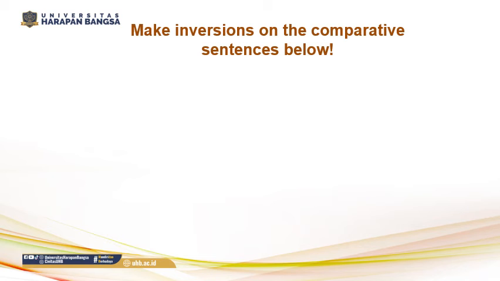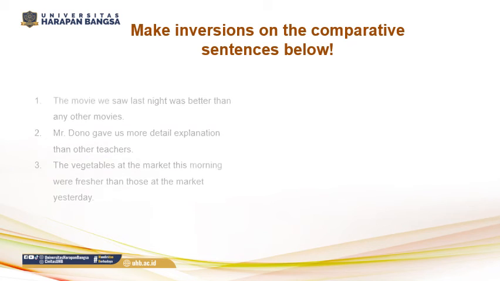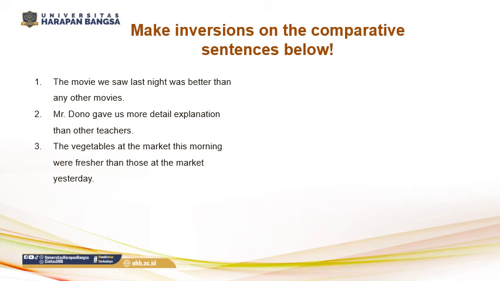Now let's see the exercise. Make inversions on the comparative sentences below. We have number 1. The movie we saw last night was better than any other movies. Okay, let's take a look at the comparative form. Kita lihat komparatifnya ya. Komparatifnya adalah better than. And then let's take a look. Do you have comparative using be or verb? Yes, it is using be. Ada bentuk be was ya.